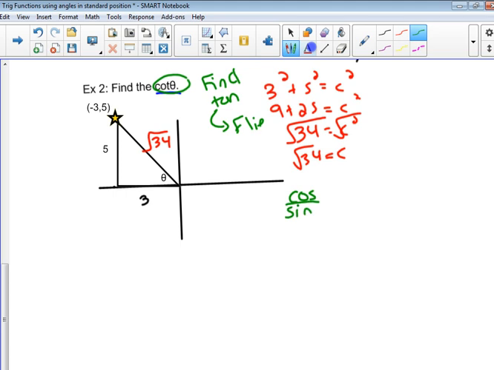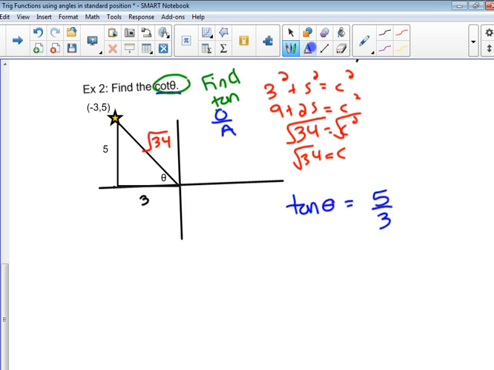Kaylin, I think your way is going to be a lot faster though. So let's figure out what the tangent is. Make sure tan is opposite over adjacent. Does anybody want to tell me what you think? Good job. 5 over 3. Nice. So we know the tangent of theta is 5/3.